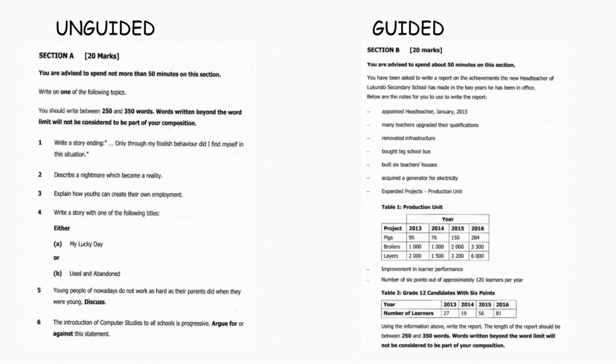Okay, so as you can see, in this particular composition, you're given some points or notes that you're supposed to use in your composition. And you're supposed to write a report of not more than 350 words. And then for section A, you have to choose a topic and come up with a composition using your own points and your own structure.